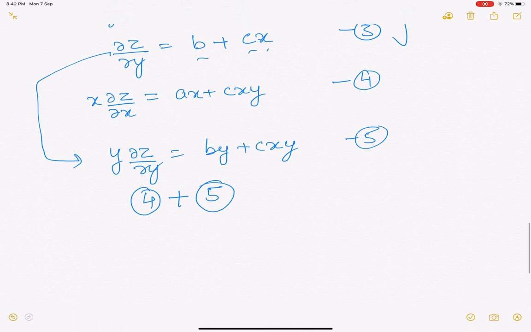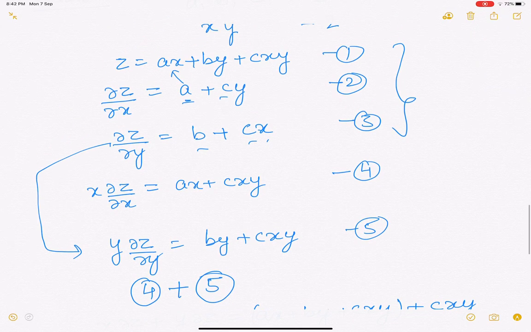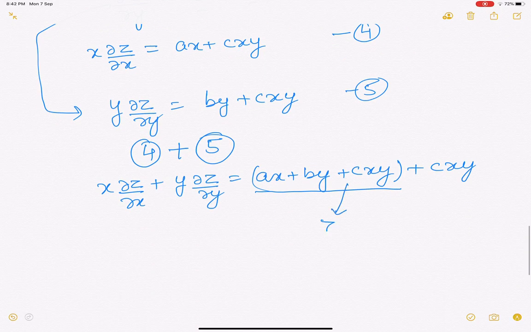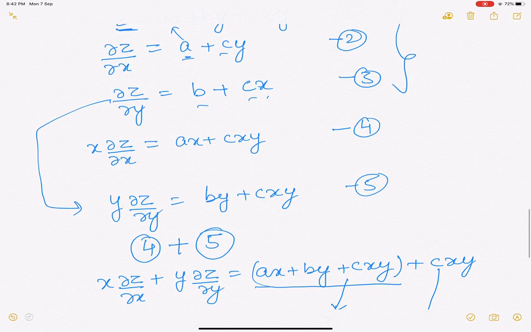On adding these two, we get x del z over del x plus y del z over del y is equal to ax plus by plus cxy plus cxy. And what is the value of ax plus by plus cxy? This is our z from equation number 1. So we may put this as z. Now what is the value of c? We are unable to find the value of c, and we are unable to solve it. It means we have to go to higher order partial derivatives.